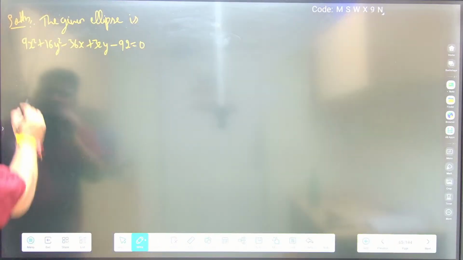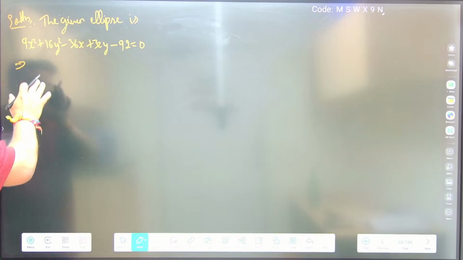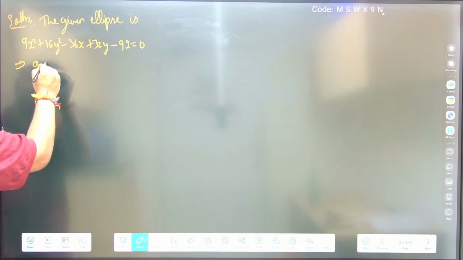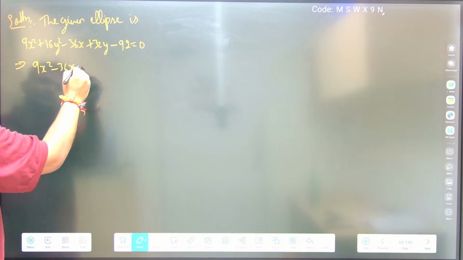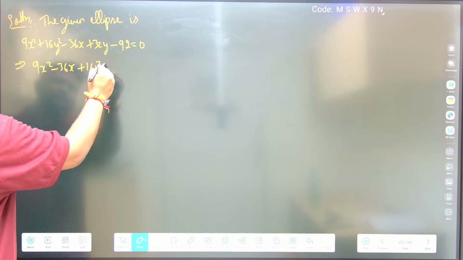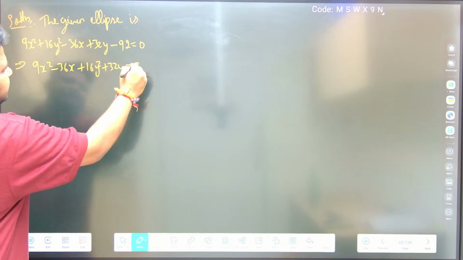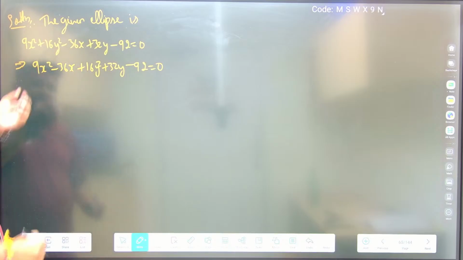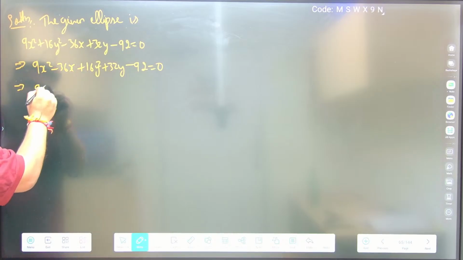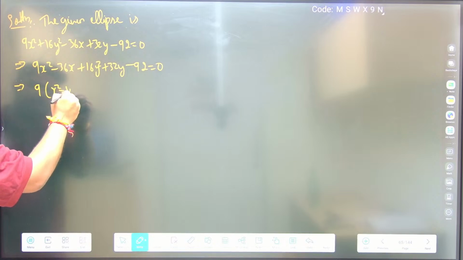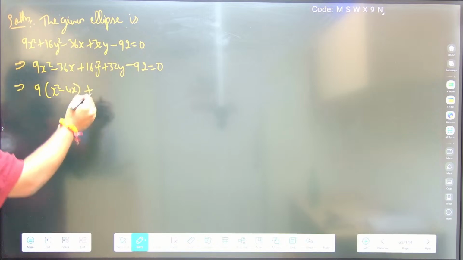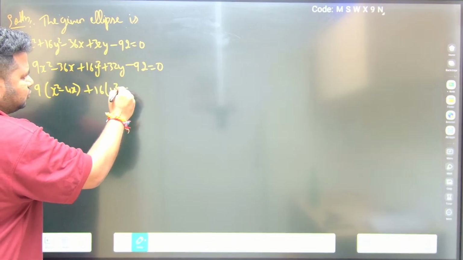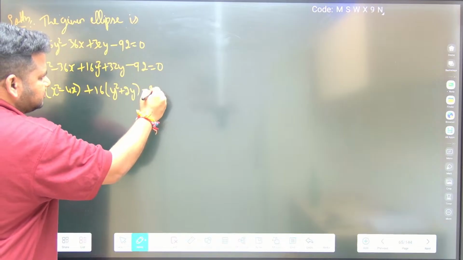Now what we will do, let us write all the x² terms and x terms together and y terms together. This will give us 9x² − 36x + 16y² + 32y − 92 = 0. Now can I take something common here? Yes. Here I can take 9 common, this will become x² − 4x. Here I can take 16 common: 16(y² + 2y) − 92 = 0.